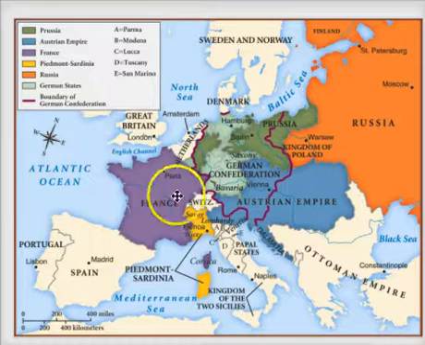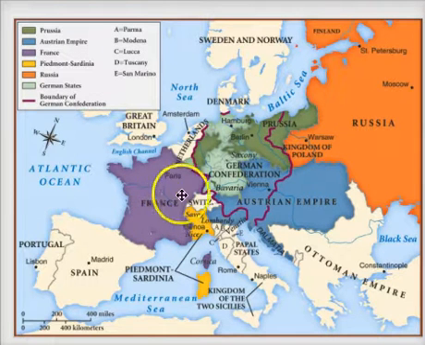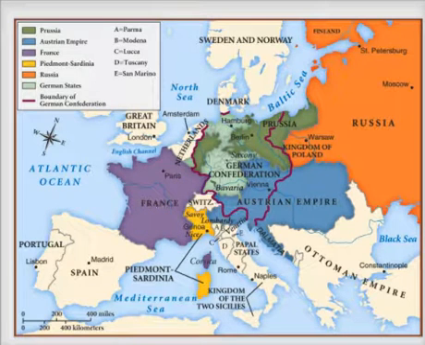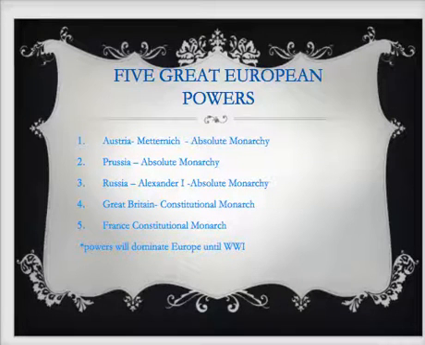And France, one of the things that the powers did right before the meeting of the Congress of Vienna is they returned the monarchy to France, but they understood that the French people would not accept an absolute monarch, so they made it a constitutional monarch. All right, and these will be the powers, except Prussia, which will become Germany, that will dominate Europe up until World War I. So they're going to be very important countries.